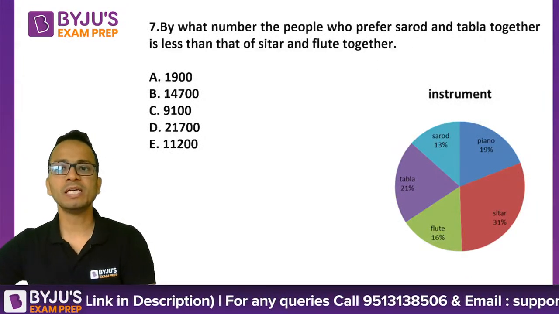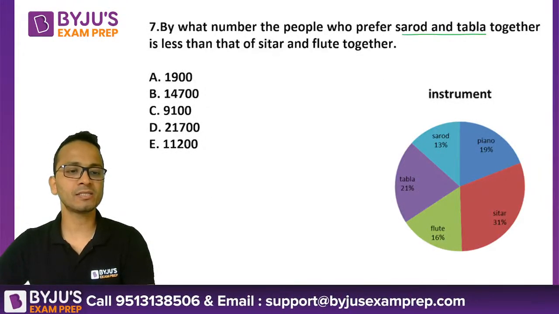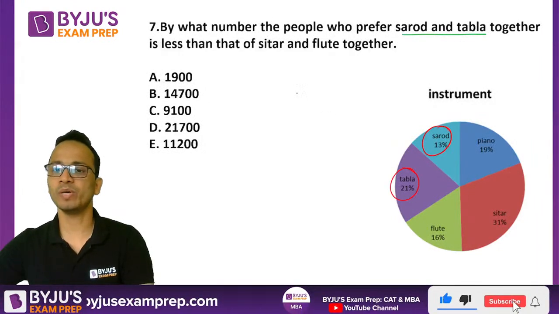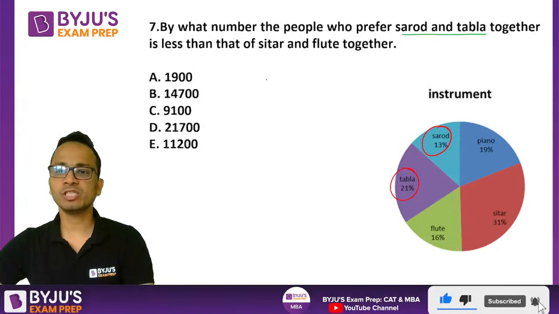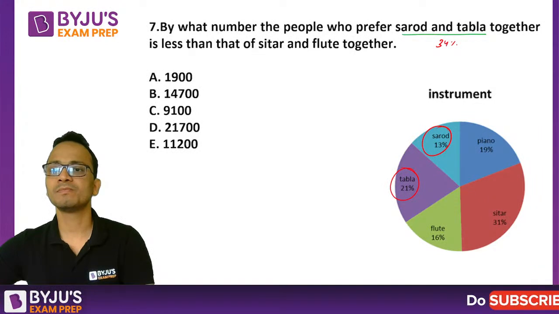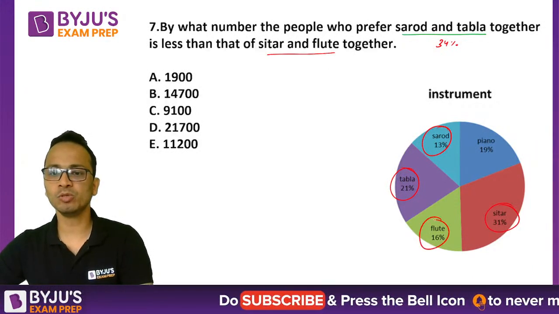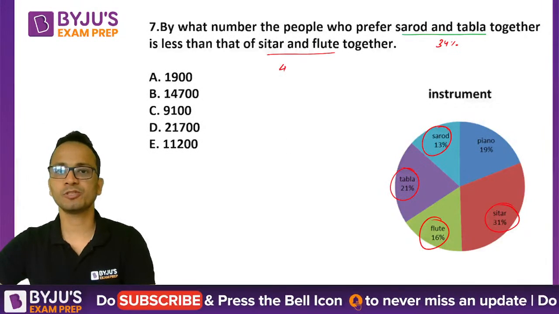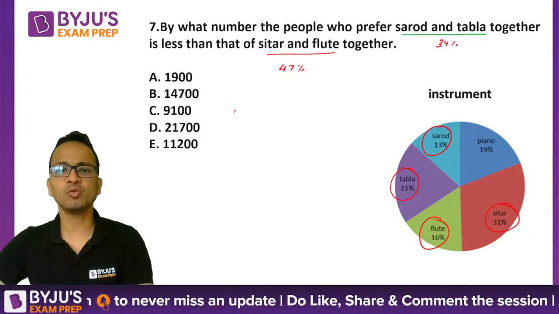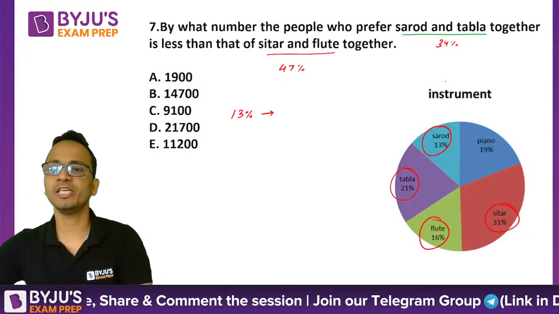Okay, so simple question. Sarod and tabla. Let's have a look at its percentage coverage. So sarod is 13 and tabla is 21. So percentage coverage for these two together will be 34%. And for sitar and flute, it is 47%. So the difference between them in terms of percentage will be equal to 13%, and convert this 13% into number.